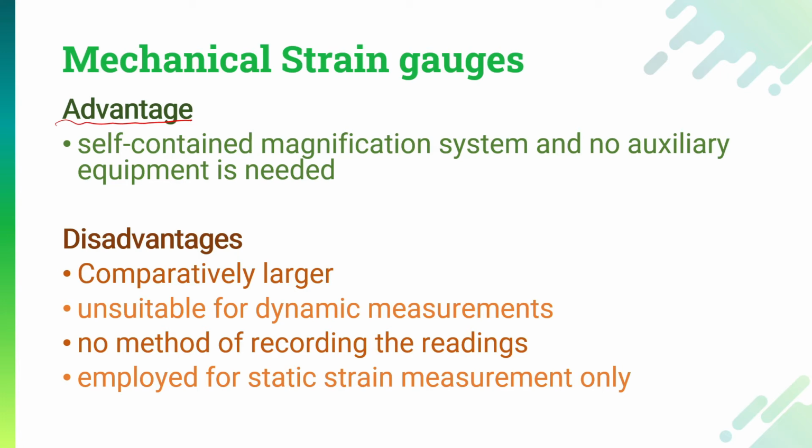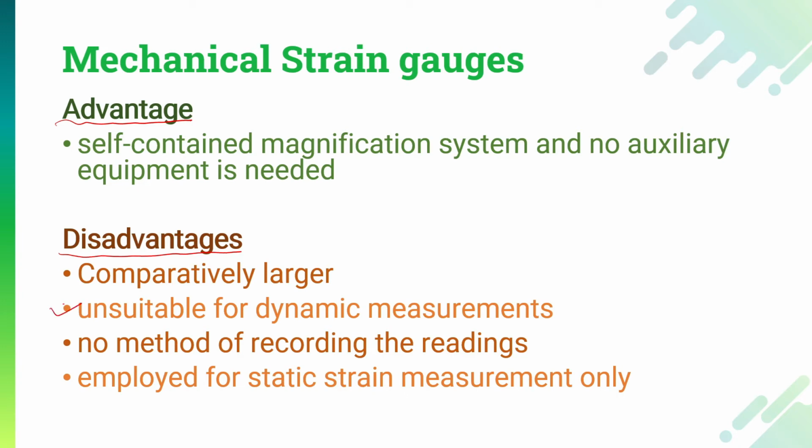But over that, we have many disadvantages. Very first, the mechanical parts are comparatively larger and they are suitable only where sufficient space is available on the test specimen for mounting such gauges. If the test specimen is smaller, it will be a bit complicated or it will not be possible to measure the strain with mechanical strain gauges.